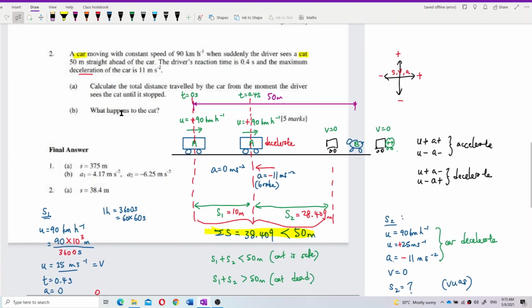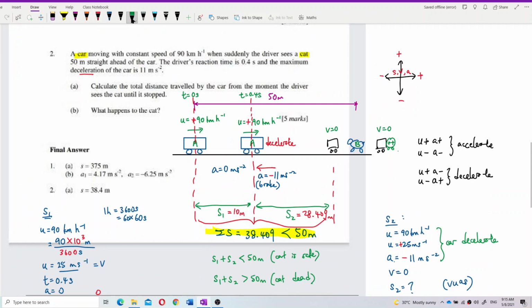So what happens to the cat? The cat is safe, or alive. What's the total distance traveled by the car from the moment the driver sees the cat until it stops? The total displacement is 38.409 meter. That's the answer. Yes, the total displacement is 38.4. My answer is 38.409 or 38.41 meter. So it's correct. The cat is safe. Okay, so that's all for these questions.